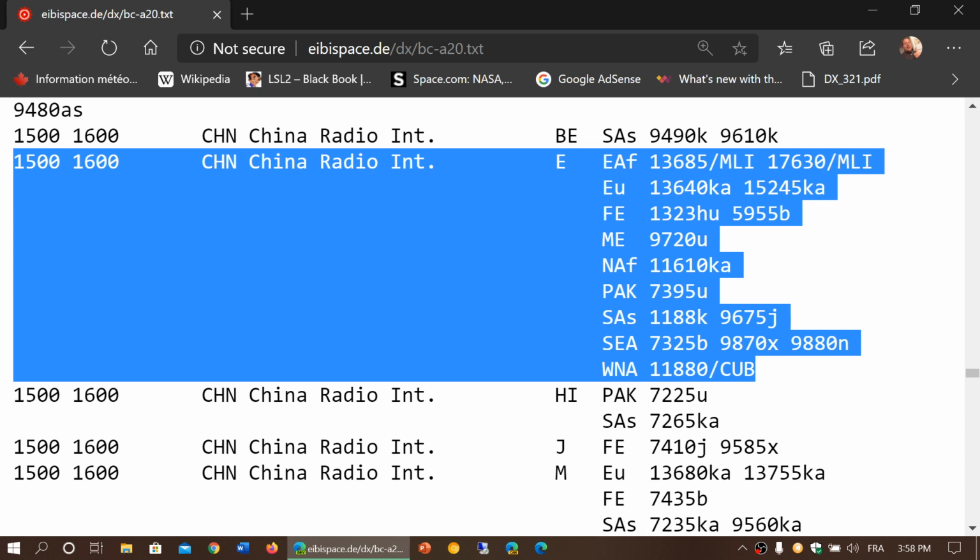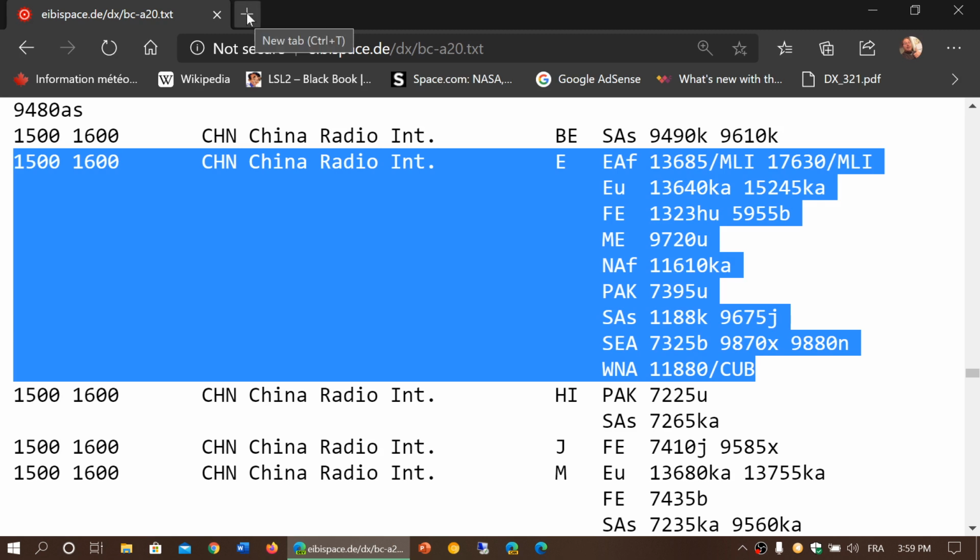There are different abbreviations here. KA is from the Kashi transmitter site, which I think is in China, I'm not sure. I don't remember all of them by heart, so some of them I don't know. A lot of them are from broadcasting stations in different areas of China, like X, for example, which is Zhejiang in China. B is Beijing in China. So it depends on the transmitter site. At the bottom here, /CUB means the broadcast to Western North America on 11880 is from Cuba. So it's something you need to learn.